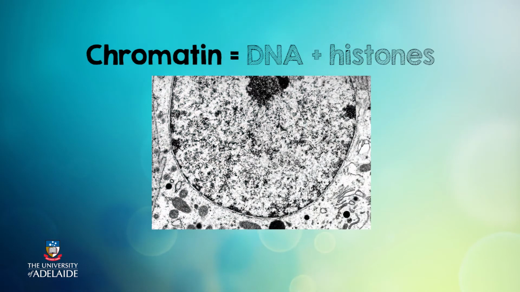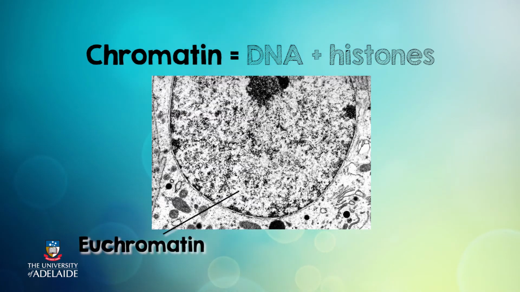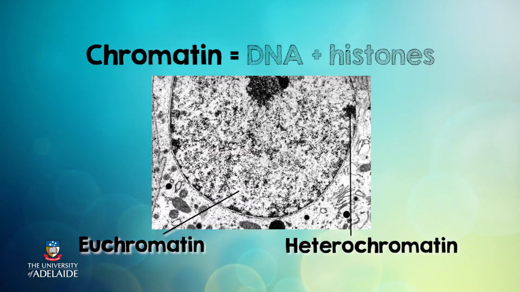Chromatin is a mixture of DNA and special proteins called histones. DNA wraps around histones to form complexes called nucleosomes. In most cells, chromatin isn't evenly distributed throughout the nucleus. Instead, there are large areas of pale staining chromatin called euchromatin, and then clumps of darker staining chromatin called heterochromatin.